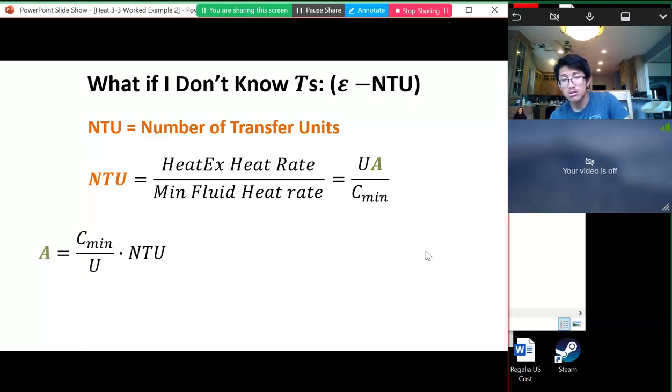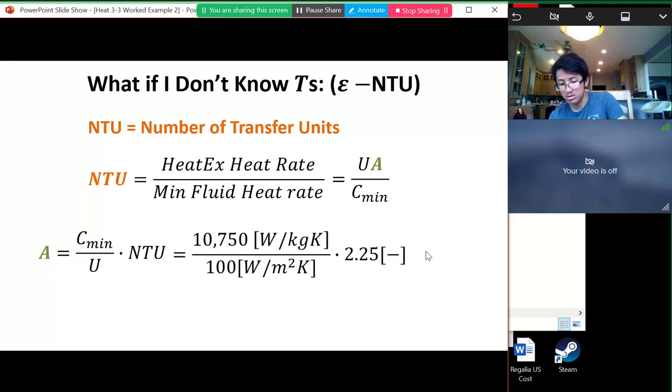I can rearrange this to find my area, because that's what the problem is asking for. This problem was nice because they told us the effective heat transfer coefficient. We didn't have to do any kind of internal flow to find that. I've already found C min and I already know NTU. So I can check that my area is 241.9 meters squared.